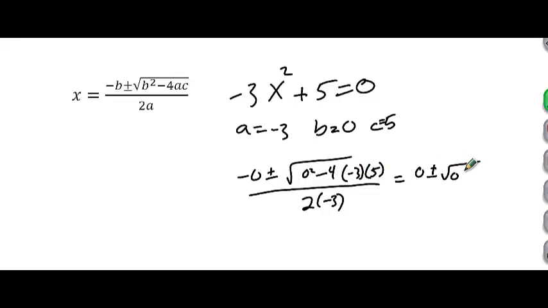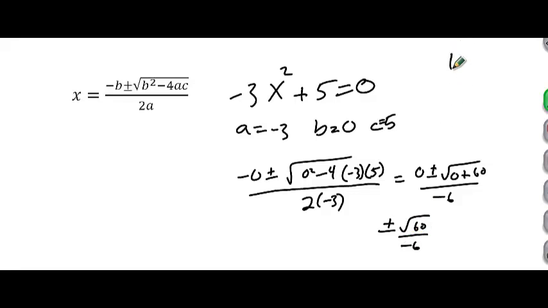Negative and negative makes a positive. 4 times 3 is 12. Times 5 is 60. Over negative 6. So I end up with plus or minus root 60 over negative 6. Now what you might want to do is reduce this by dividing 6 into both top and bottom. But this is a root and this is not, so I can't do that.